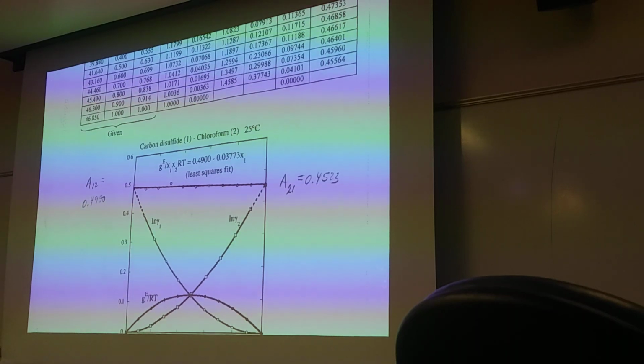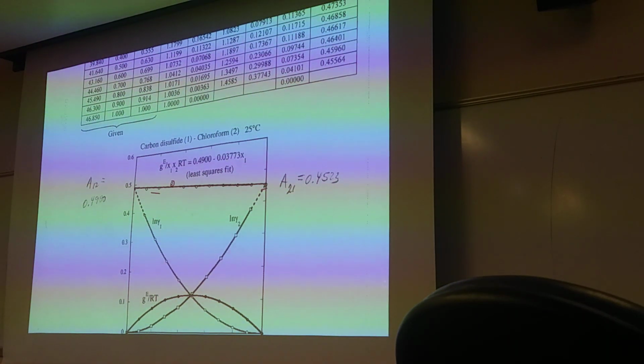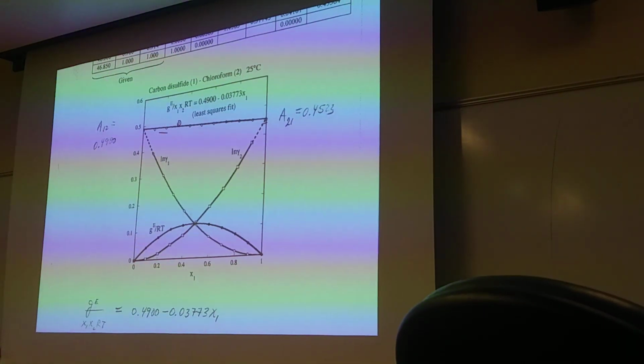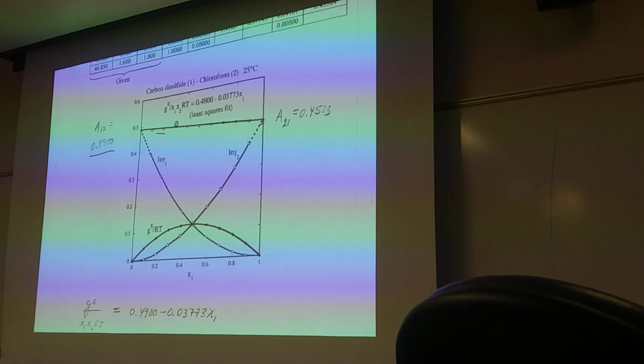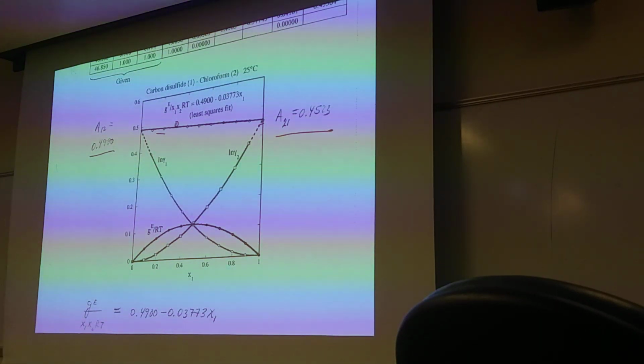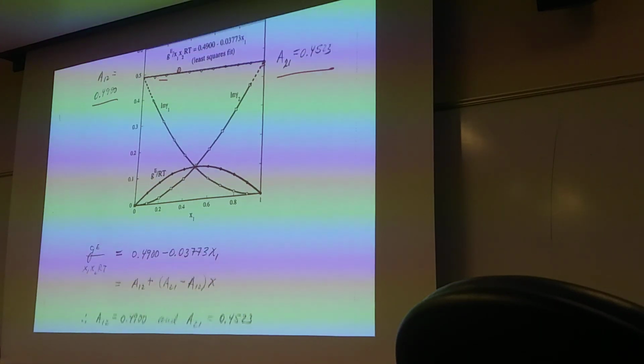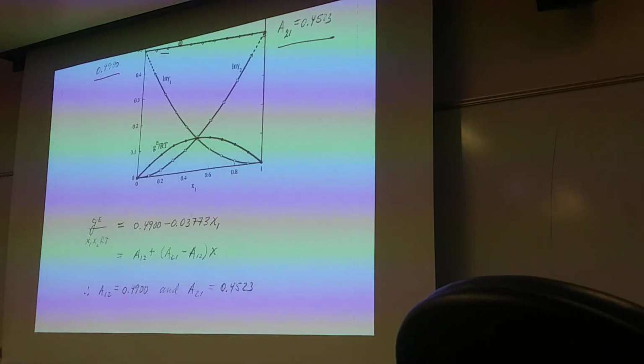And it turns out to be excellent. I've got one little aberrant point there, but the rest of them really fit very, very well to a straight line. And out of that straight line, I can extract the Margules parameters A12 and A21 according to the formula that I gave you in class.